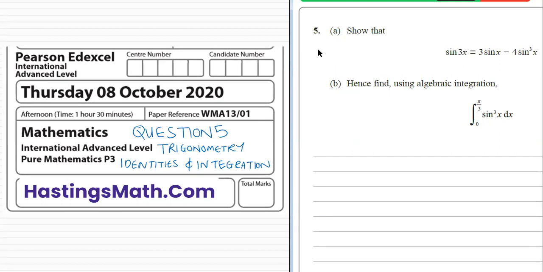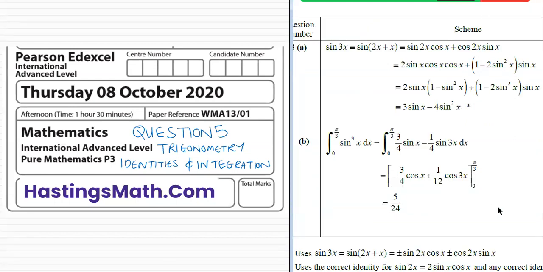This is the October 2020 International A-Level exam, and I'm going to be going through question 5, which deals with trigonometry identities and integration of the trigonometry identities that we will work out in question A. So question 5 is over here. If you want to just have a quick look at the mark scheme and give it a go before we start, that's the mark scheme. So that's 5A and 5B.